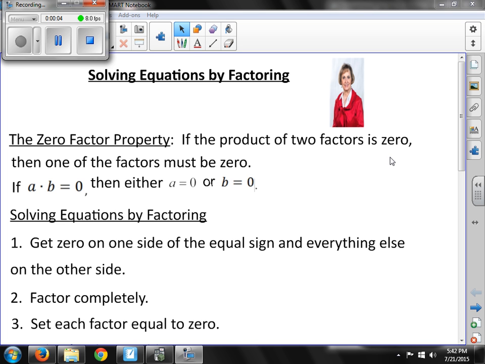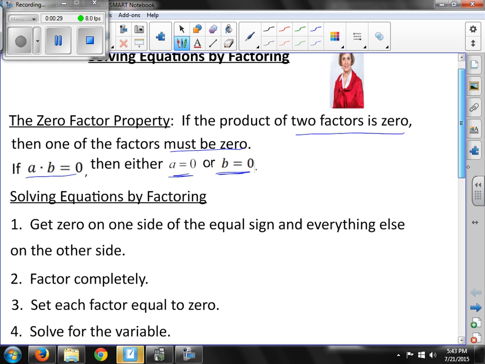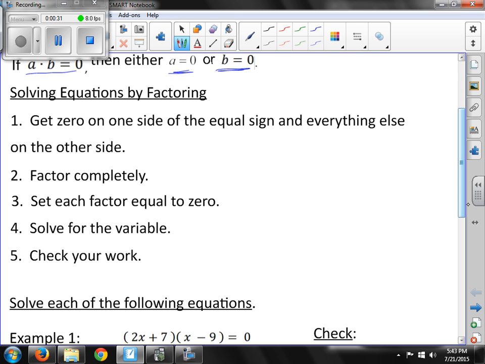I'm going to talk to you about solving equations by factoring. First, let's discuss a property, the zero factor property. If the product of two factors is 0, then one of the factors must be 0. In other words, if you have a times b equals 0, then either a is equal to 0 or b is equal to 0. And we'll use this property in solving equations by factoring.